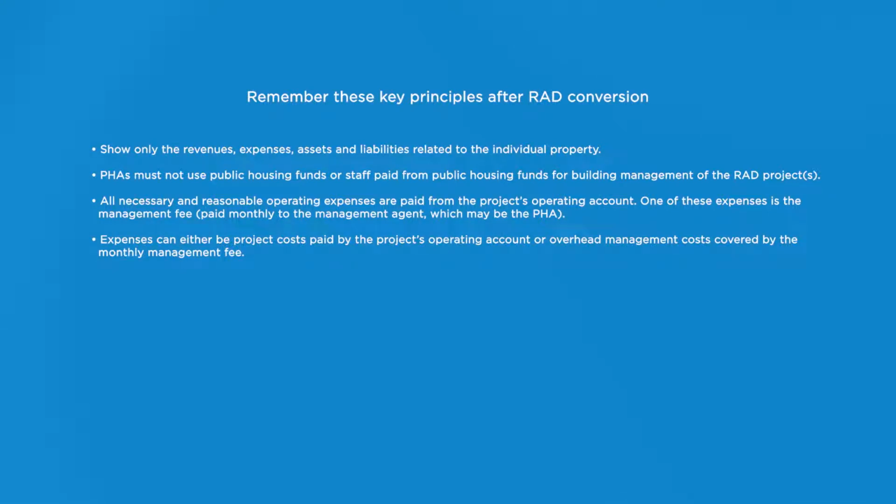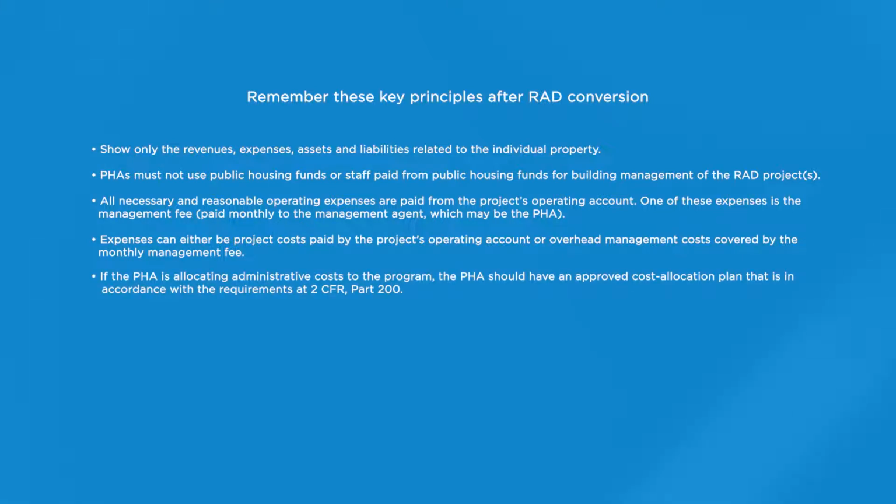Expenses can either be project costs paid by the project's operating account or overhead management costs covered by the monthly management fee. If the PHA is allocating administrative costs to the program, the PHA should have an approved cost allocation plan that is in accordance with the requirements at 2 CFR Part 200.